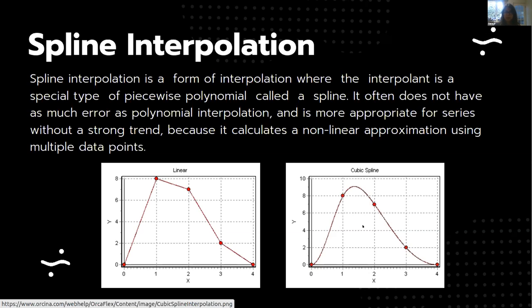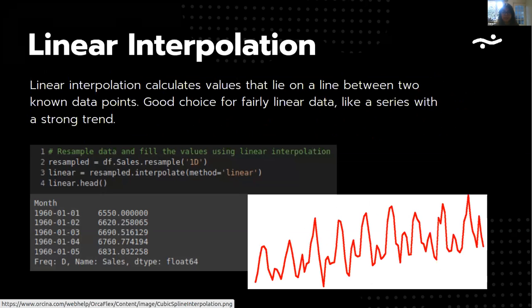And spline is slightly different from polynomial interpolation, and the difference is that it can overcome one problem: with polynomial interpolation you have to calculate the derivatives, and that makes the derivatives grow as you have more data. But you can overcome this problem using spline interpolation. And this is especially good, although it has its limitations, for time series when you don't have a strong trend. A trend is like this one, where you can see a pattern.